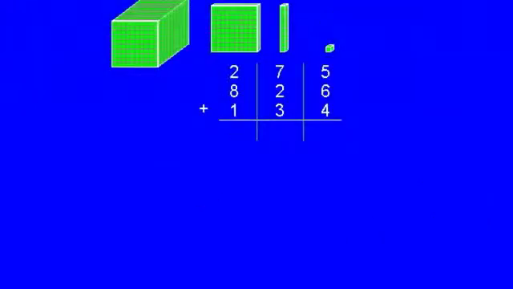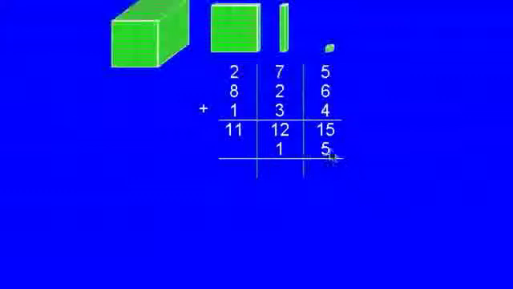Another alternative is column addition, where you add the units separately. So the ones column 6 and 4 is 10, plus 5 is 15. Tens column 10 plus 2 is 12 tens. Hundredths, 10 and 11. And then you regroup. These 10 ones become one group of 10, and 5 ones left. So now that gives us 13 tens.